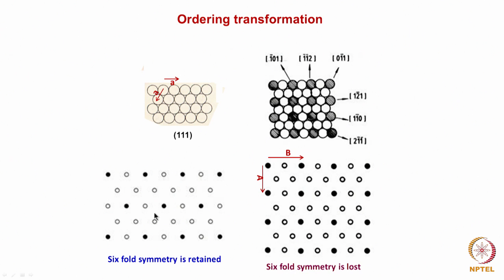And here if you look at it, though the directions of the axis remain the same, the lattice parameter is double, correct?